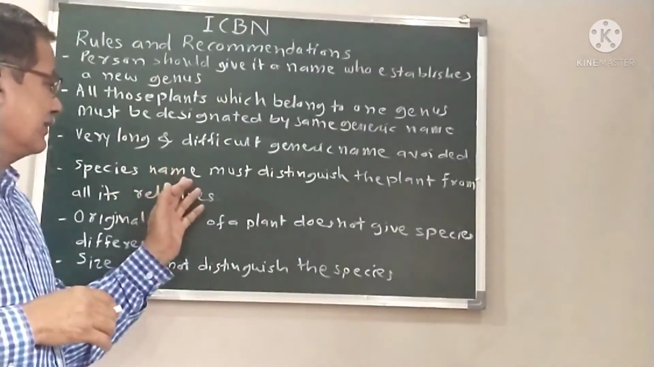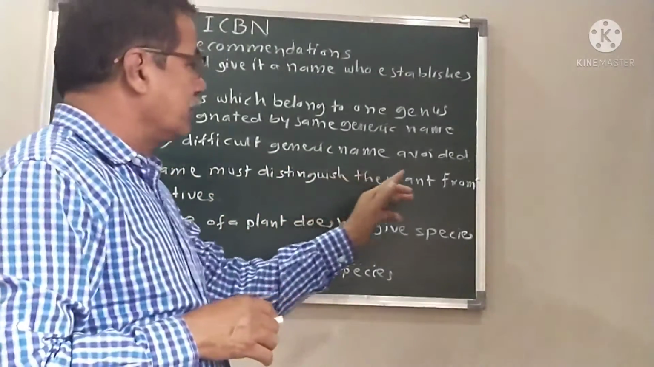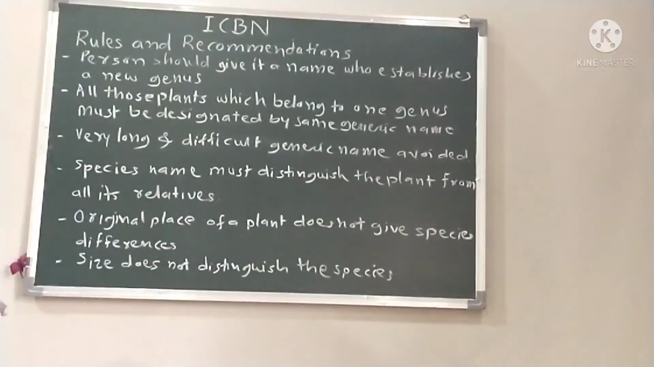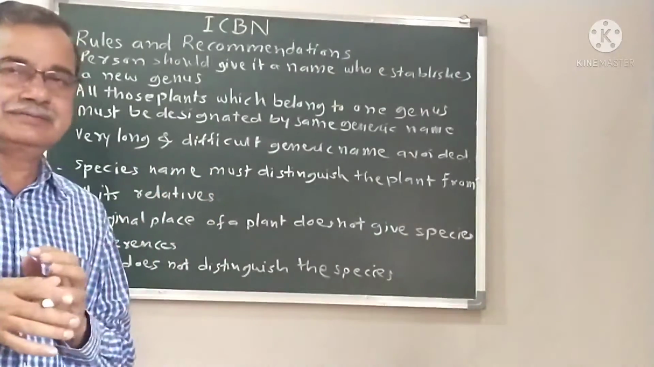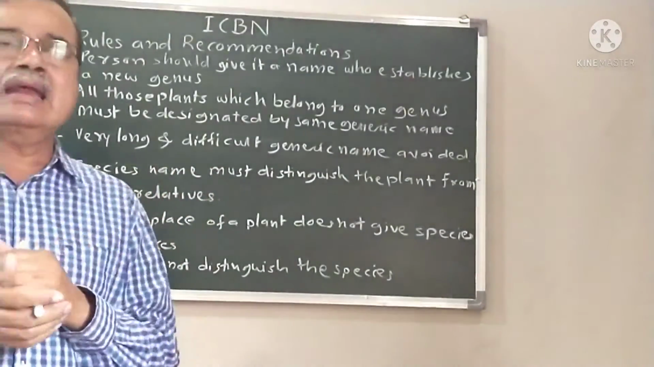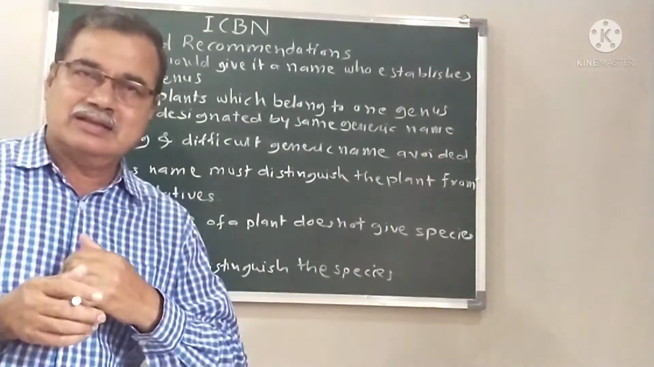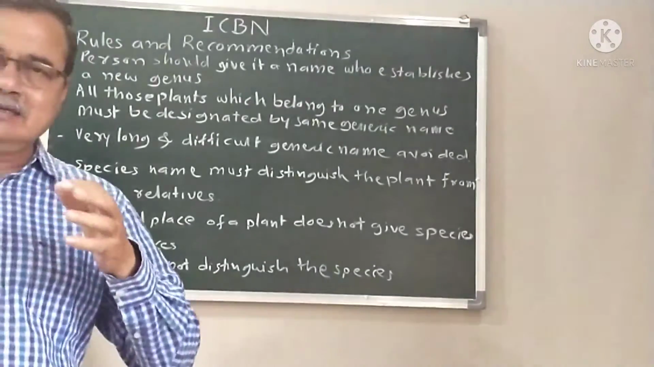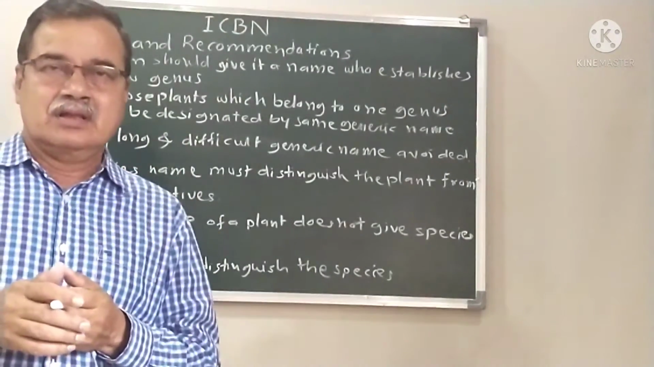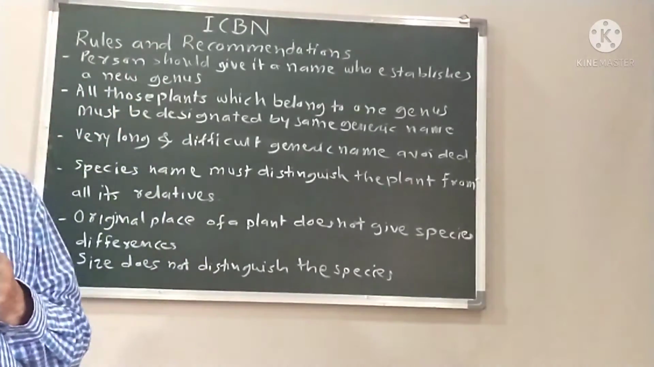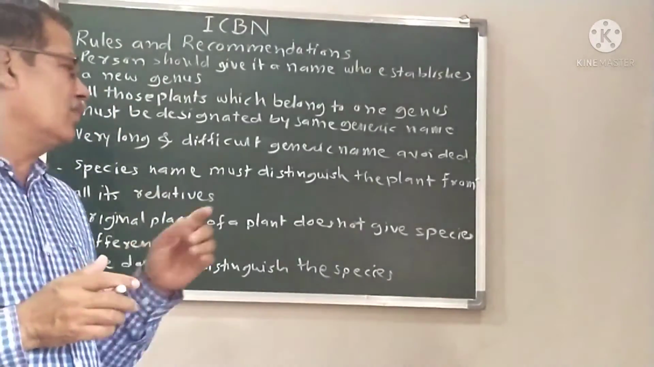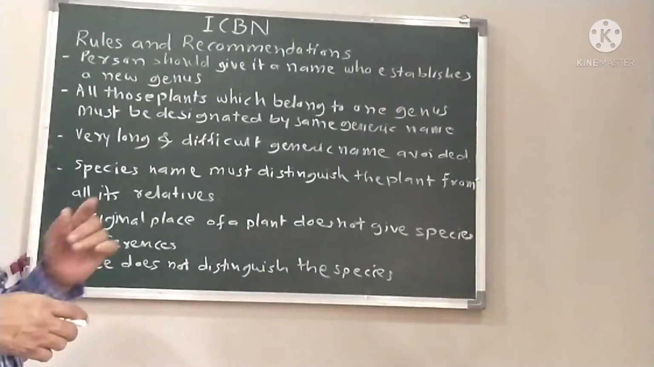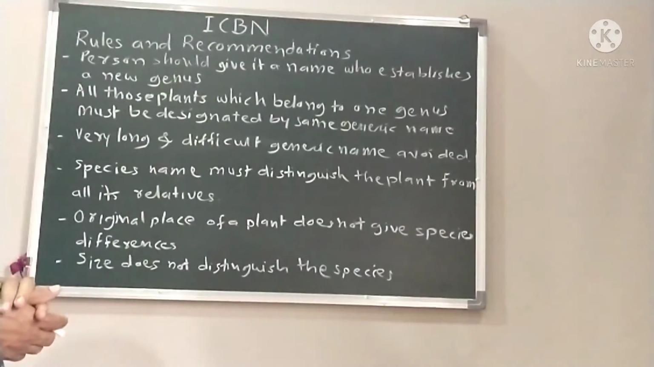The species name must distinguish the plant from all its relatives. All the relatives from the same genus have different characteristics, and they are designated as separate species. All species together form one genus. This is again one of the important recommendations made by the International Code of Botanical Nomenclature.